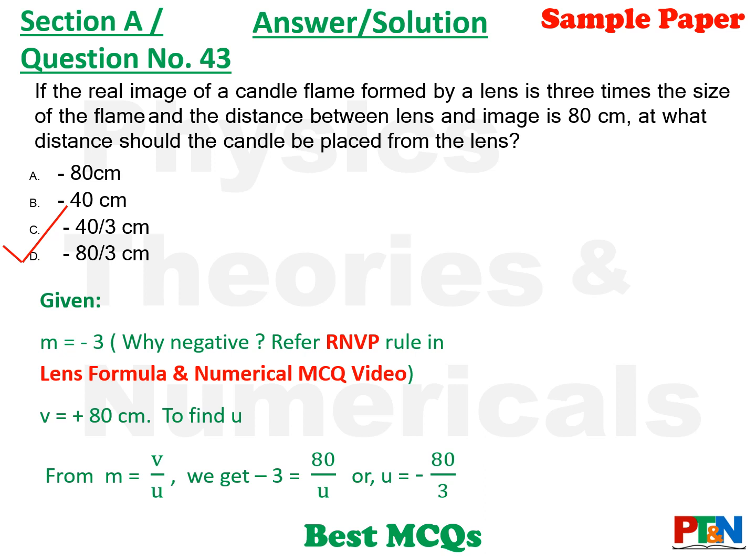As we have been saying, in case U is given, in case the object distance is given, you have to take it with a negative sign. In case you have to calculate U, it should come out negative, because it is always assumed that the object is placed at the left hand side. So here the answer is option D, that is 80 by 3 centimeter with a negative sign, that means on the left hand side of the lens.